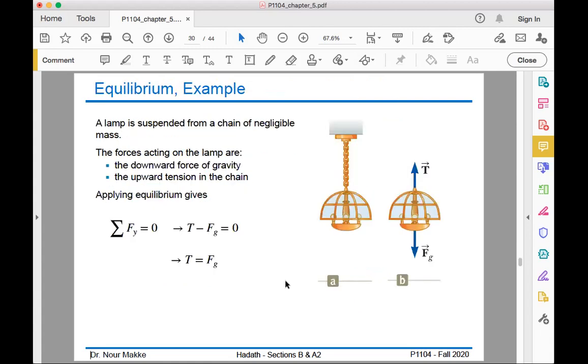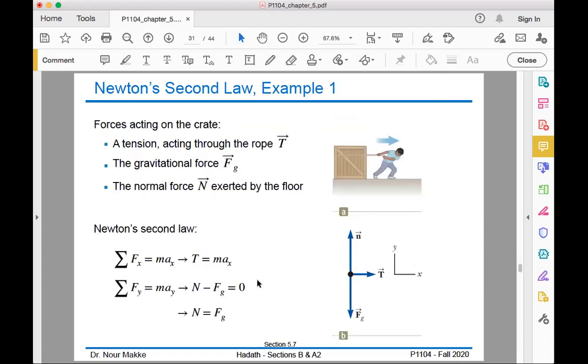Here you have an example of a given lamp. It's suspended from the ceiling. So you have two forces acting on this object, the weight and the tension. If the object, as we have seen here, is in equilibrium, it has no acceleration. Its acceleration is simply 0. It's at rest. Then we can simply write down plus T minus Fg is equal to 0, given that we have taken the y-axis upward, and so we end up with T equals Fg.